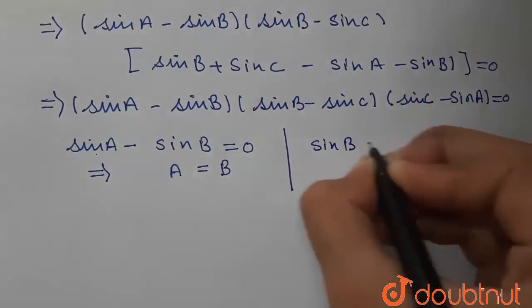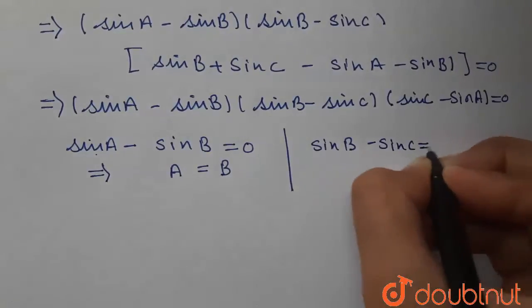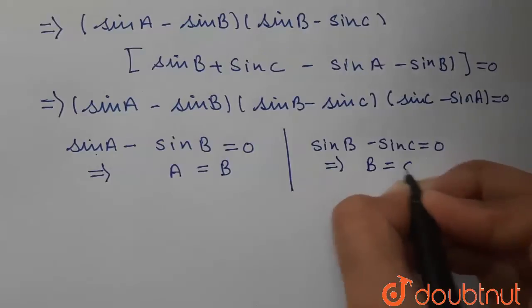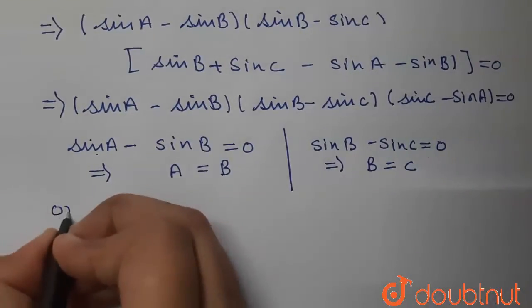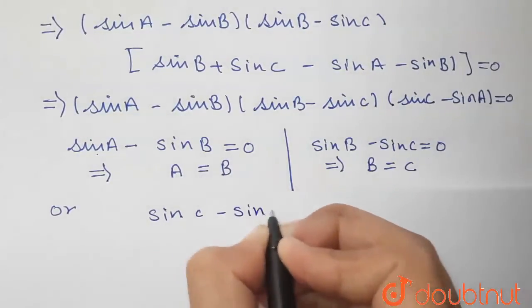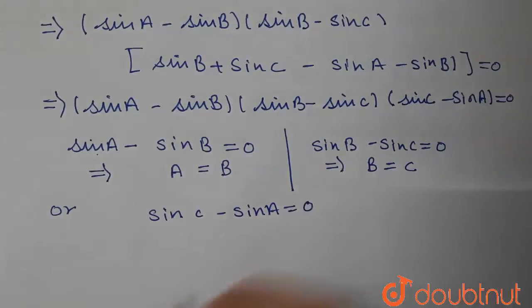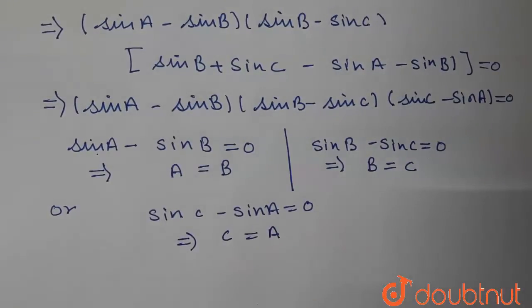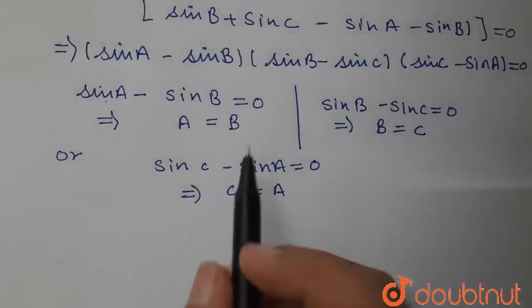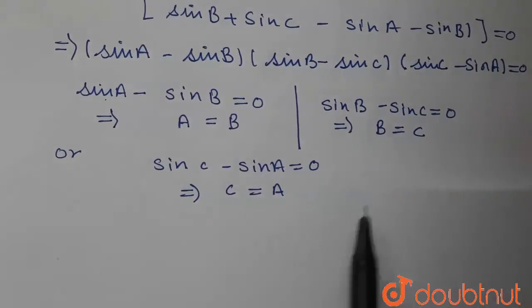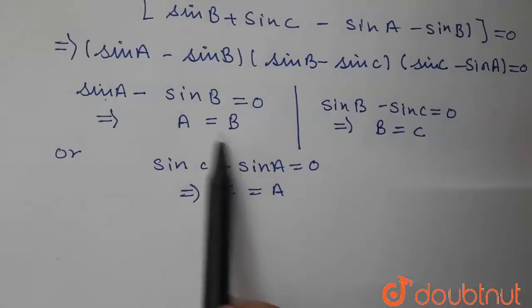Okay, or we can say that sine B minus sine C would be equal to 0. If this happens, which means angle B is equal to angle C. Or we can say that sine C minus sine A would have been equal to 0 if this had happened. So angle C would have been equal to angle A. Now look here carefully. A is equal to B, or angle B is equal to angle C, or angle C is equal to angle A. So that means any two angles are equal to each other.